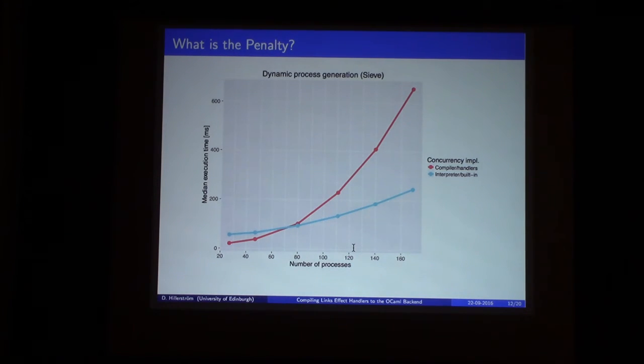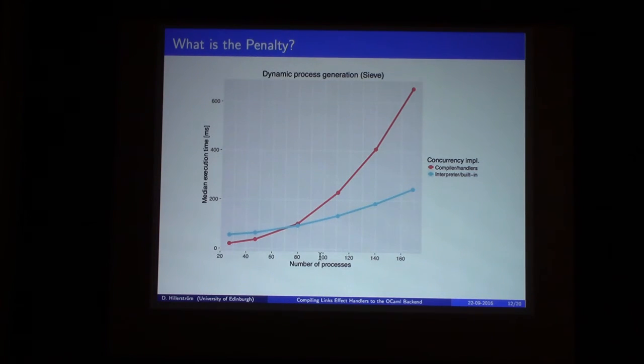I think it's based on LWT. And that seems to happen around 80 processes. The interpreter seems to outperform my compiler, and that's definitely not what I had hoped for. I was quite sure this had to do with the copying of continuations, or that there's too much copying.